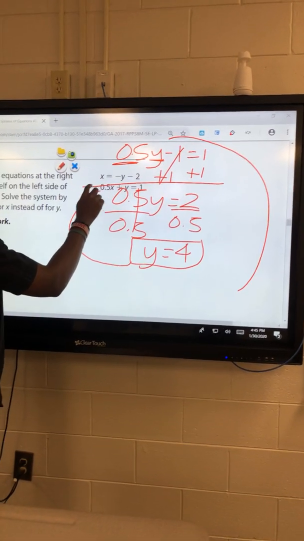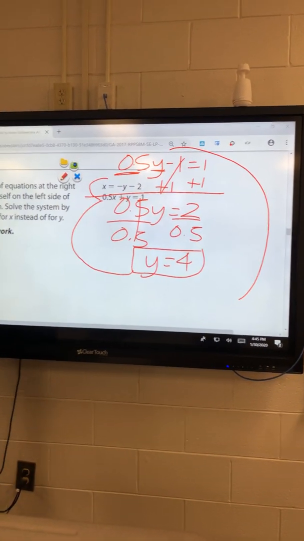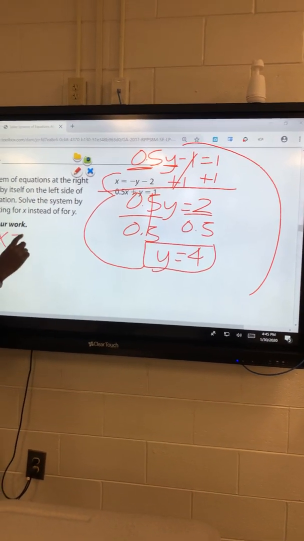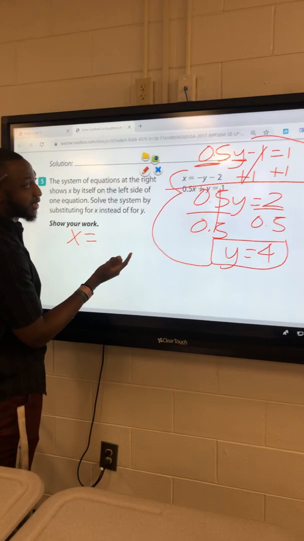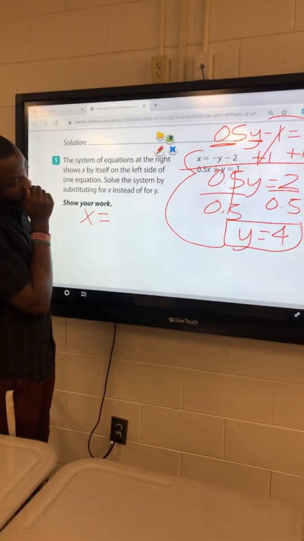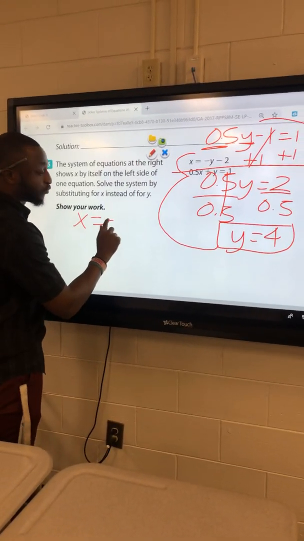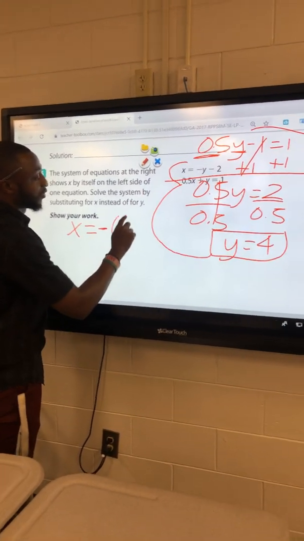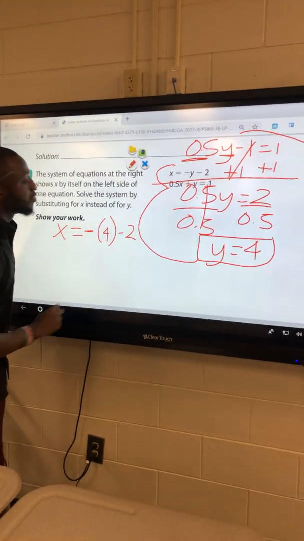Nope, let me do the first one, since it already says x equals negative y minus 2. Because I'm looking for x. So x equals negative y. Okay, so you need your parentheses right here. Negative y, y is 4, minus 2.